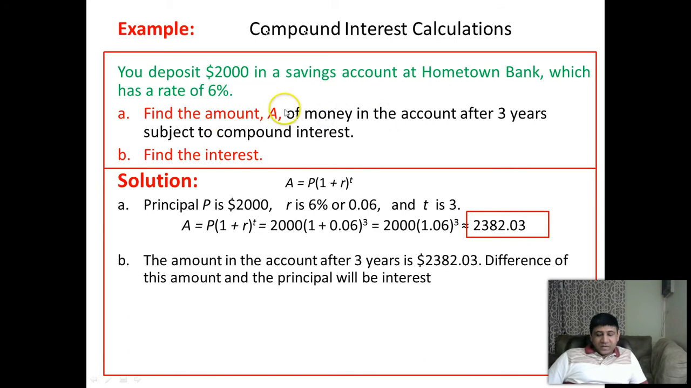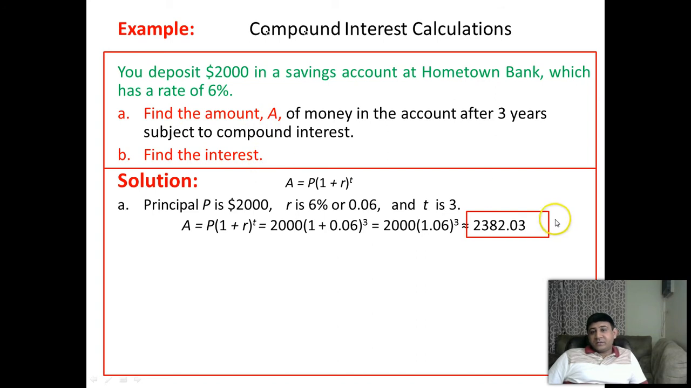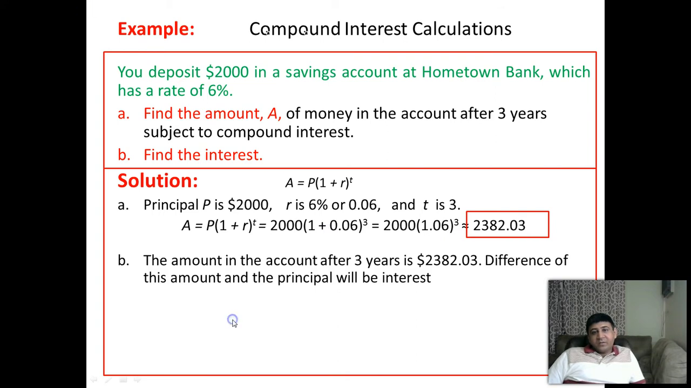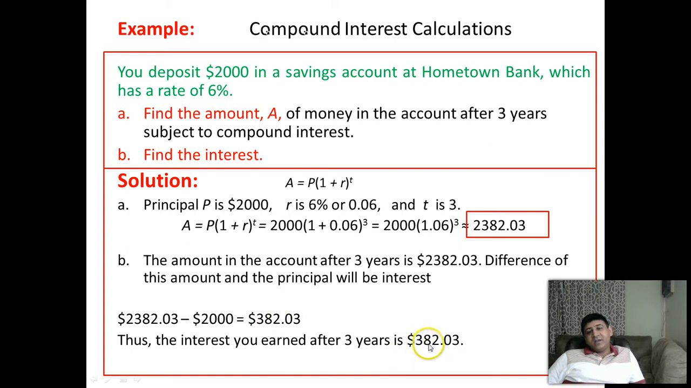Now the second part is find the interest. So you started with 2000, and you ended up with 2382. So what will be the interest? Interest will be the difference of the two. Whatever the difference between what you started with and your current value, that will be the interest. This much is the interest earned in 3 years, which is $382.03. Okay, so this was the simplest calculation involving compound interest.